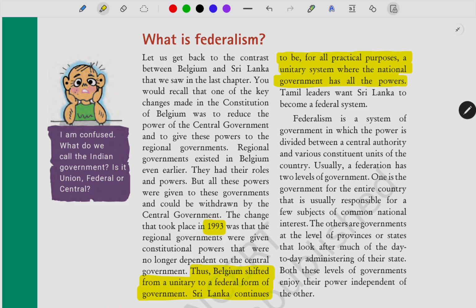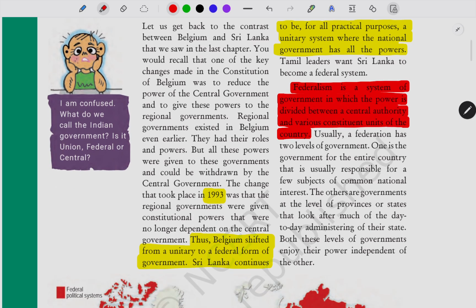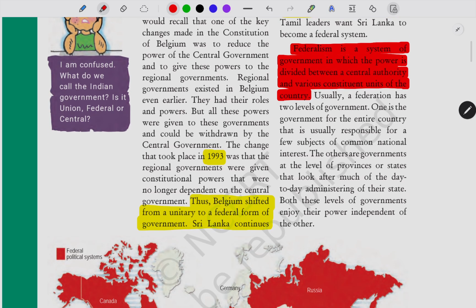Federalism is a system of government in which power is divided between a central authority and various constituent units of a country. Okay, so this is a sure question, and a question about this is sure to come even in the board exams. Usually, a federation has two levels of government. One is the government for the entire country, that is usually responsible for a few subjects of common national interest. These are additional points. The others are governments at the level of provinces or states that look after much of the day to day administration of their state.